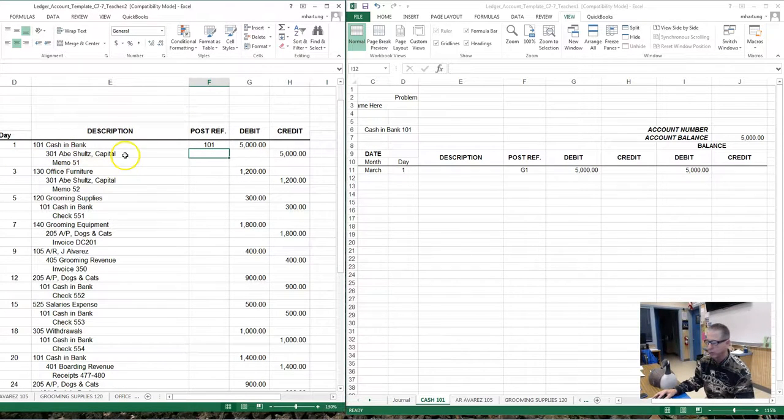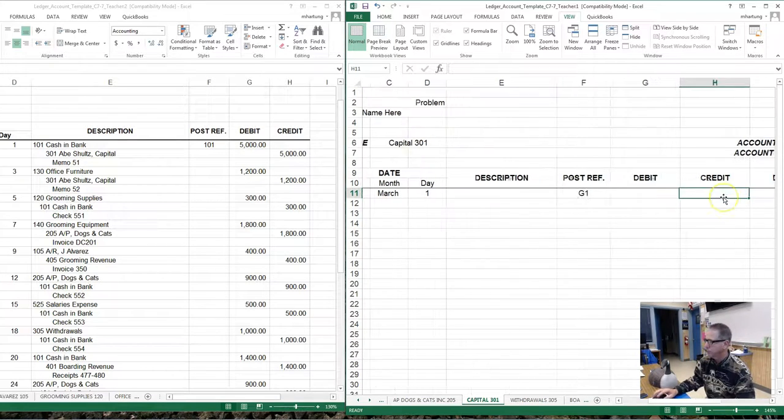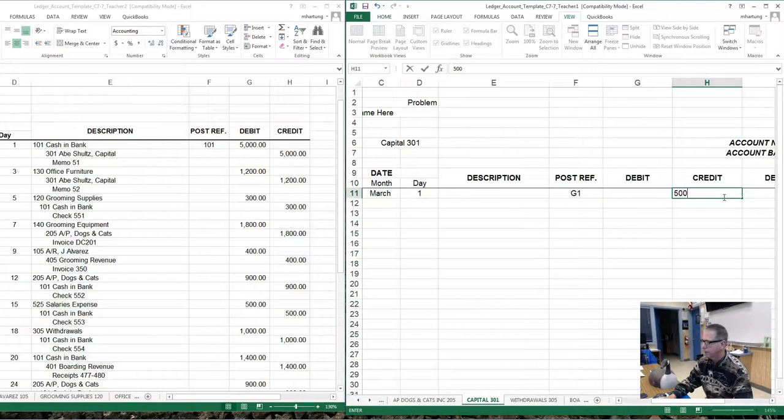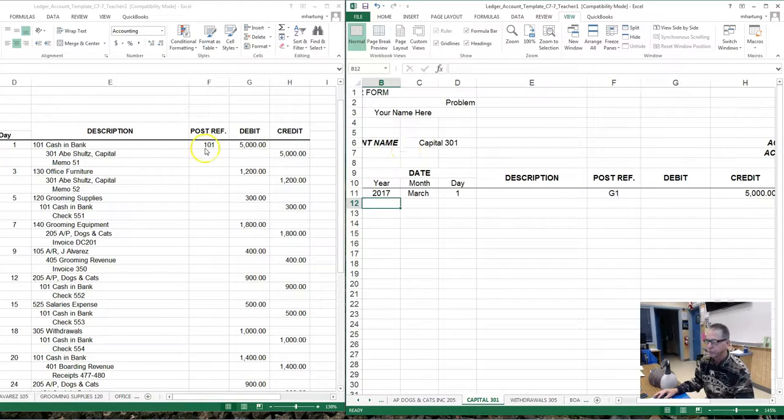And then move on to your next one, capital. So let's scroll through and get over to that 300 level capital. There it is right there. And 2017, March 1st, G1. This is a credit of $5,000. Update the balance in the credit column equals $5,000. And then post reference 301.